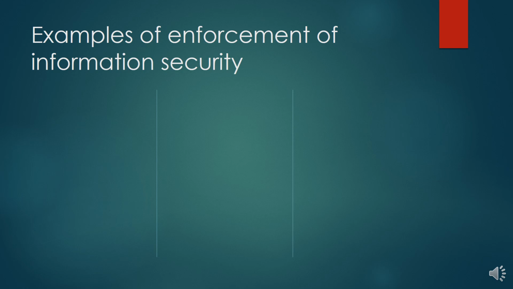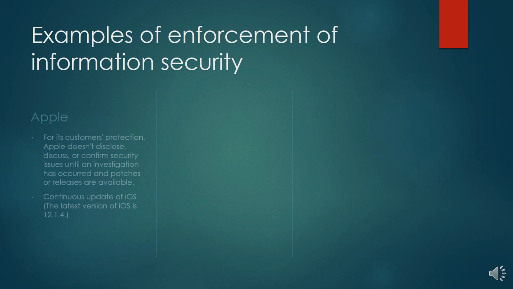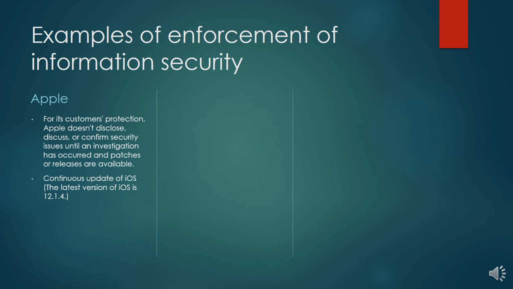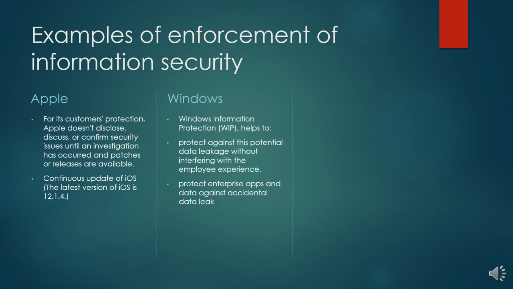Next, we will discuss examples of enforcement of information security. First, we will discuss Apple. For its customers' protection, Apple doesn't disclose, discuss, or confirm security issues until an investigation has occurred and patches or releases are available. They offer continuous updates of iOS, and the latest version available is iOS 12.1.4. Windows is another company, and its information protection is known as Windows Information Protection, WIP, previously known as Enterprise Data Protection, or EDP.